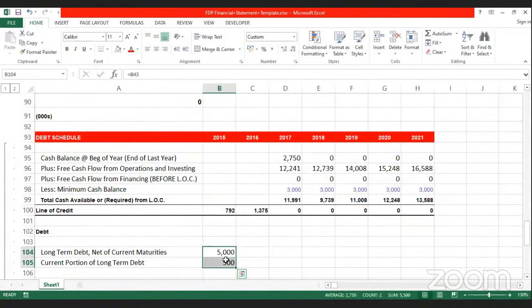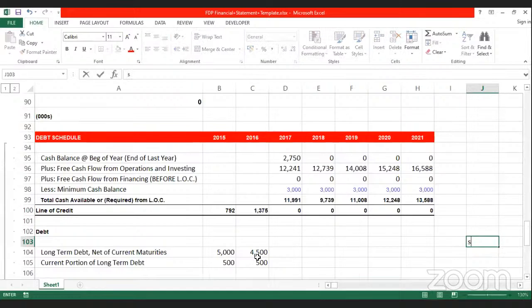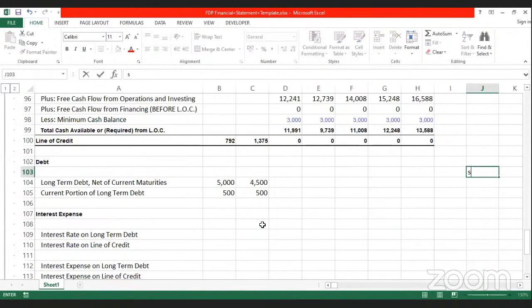I'll just drag this. Once I drag this, what will happen? Automatically the formula will get pasted. Now, what are the assumptions we have to make when we talk about our long-term debts? In 2015 it is 5,000, in 2016 it was 4,500. Current portion was 500 and 500. So the first assumption is that in 2017 the current portion will be the same as the previous year.